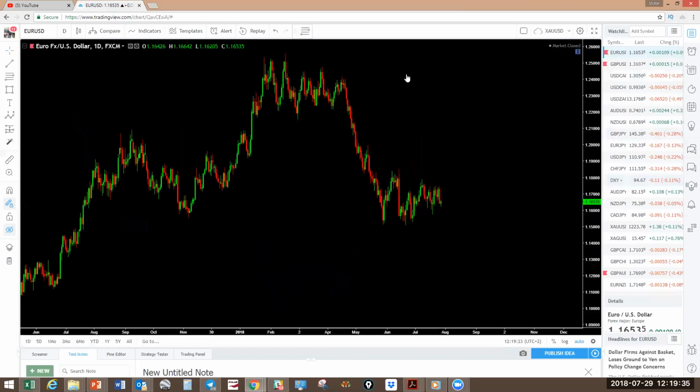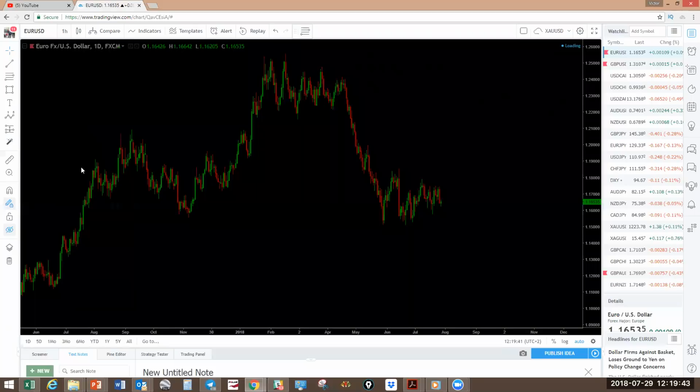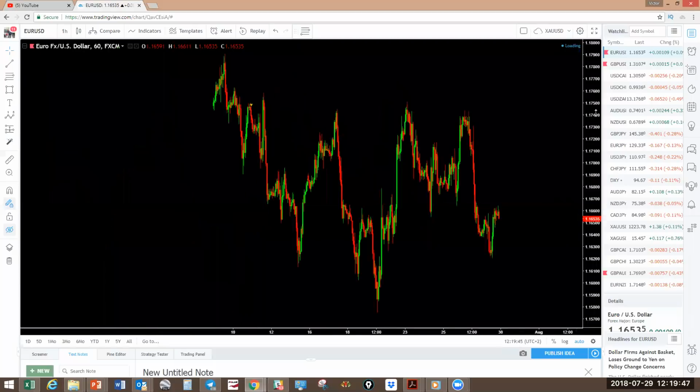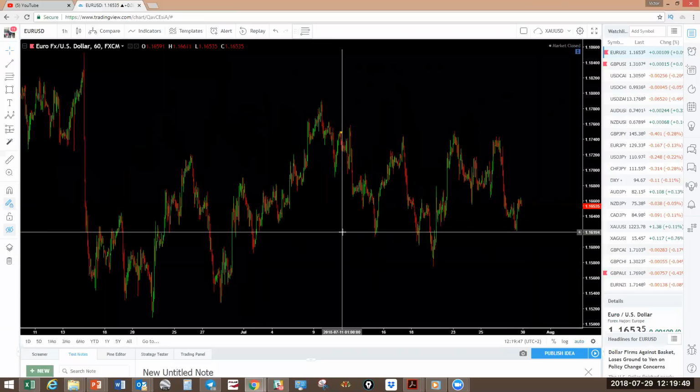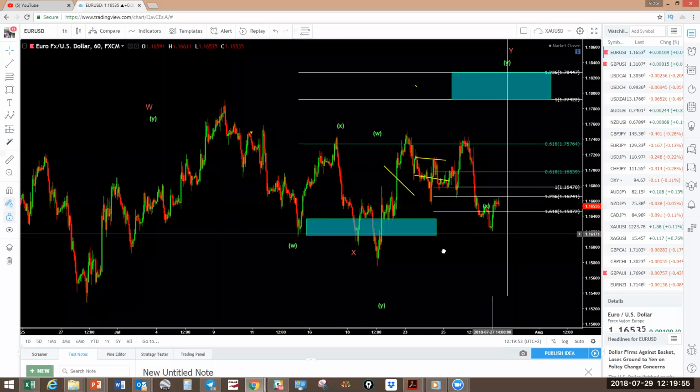Okay, now Euro US dollar, we have been tracking this for the last couple of days, and I've been sending updates on YouTube and on TradingView as well. So let's just have a look at how this is playing out. Okay, so if I'm looking on the 1 hour chart, let's do that and show the labeling there.